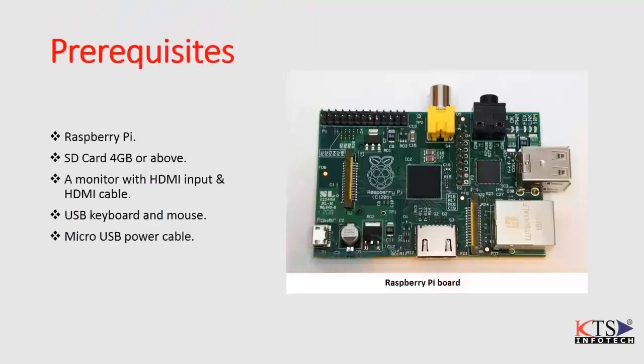We need a Raspberry Pi board, an SD card 4 GB or above, one monitor or TV with a HDMI cable, one USB keyboard and a USB mouse for interacting with the Raspberry Pi board. The micro USB power supply is used to power the Raspberry Pi device.